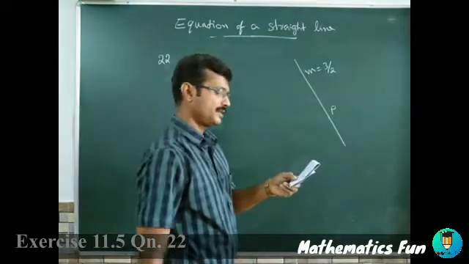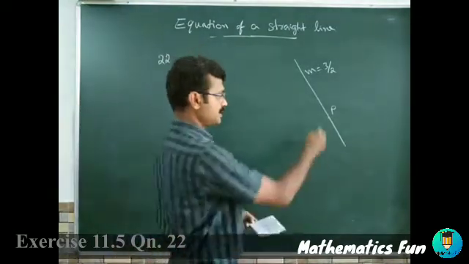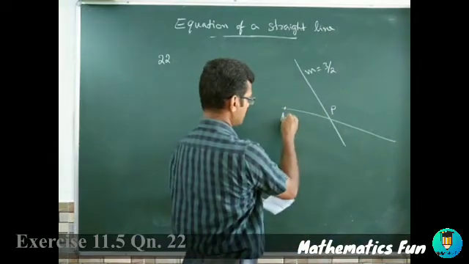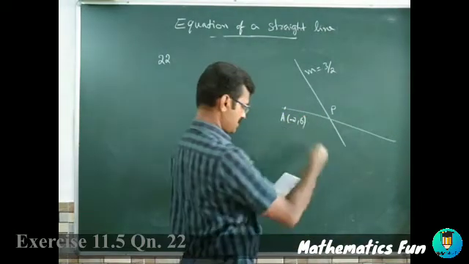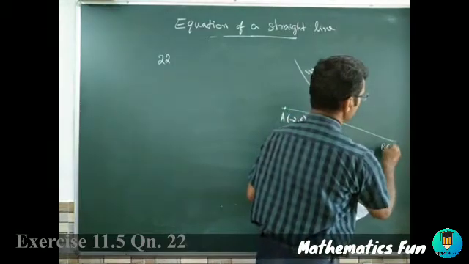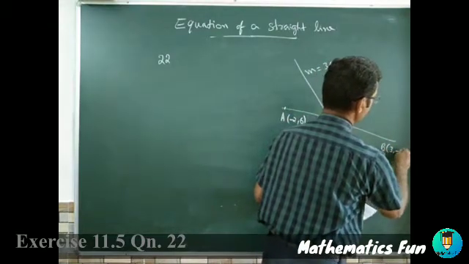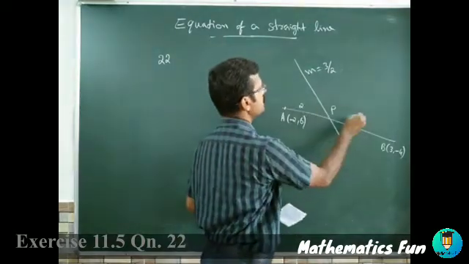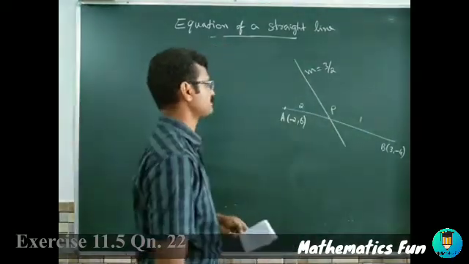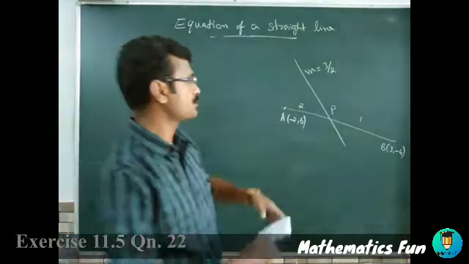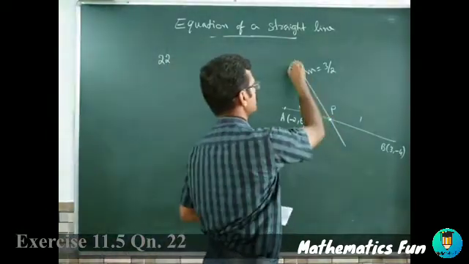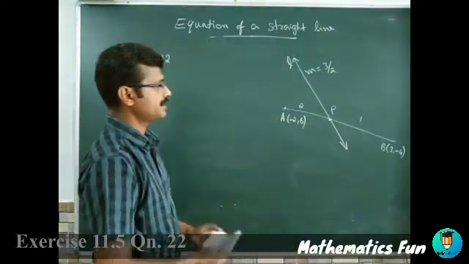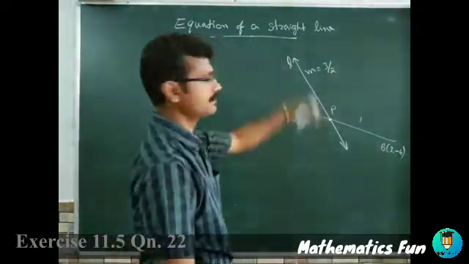This point P divides the line segment joining A(minus 2, 6) and B(3, minus 4) in the ratio 2:1. The ratio is given 2:1. We have to find the equation of the line L. That is the question.